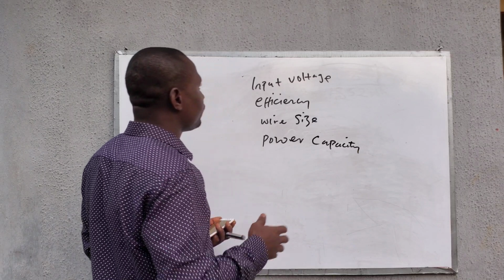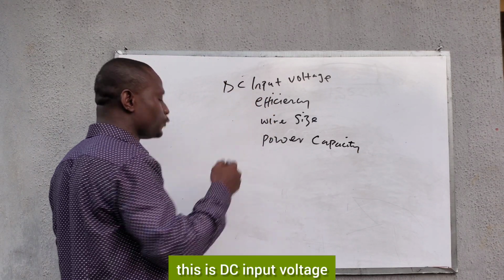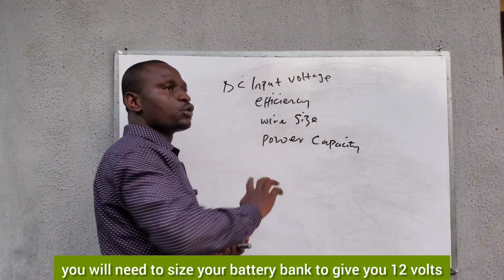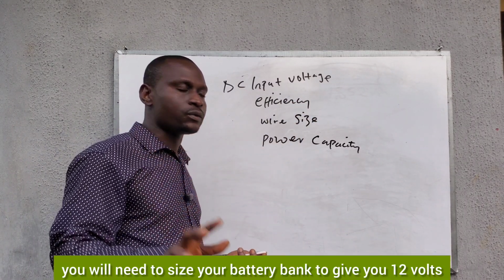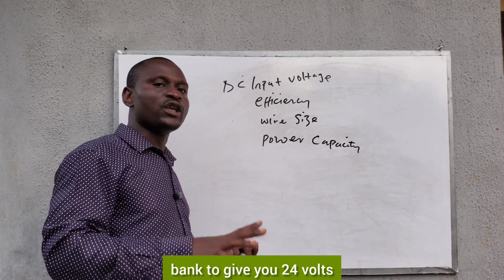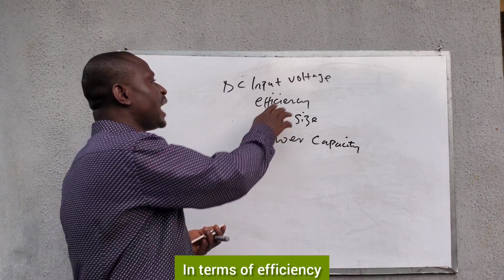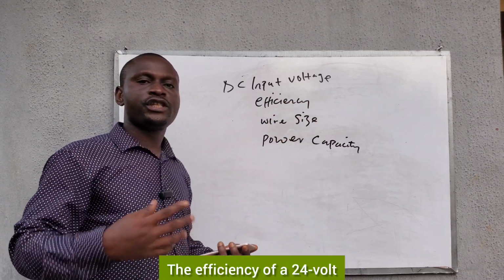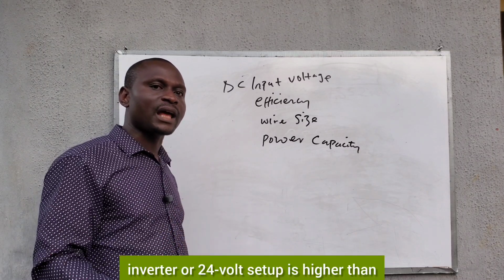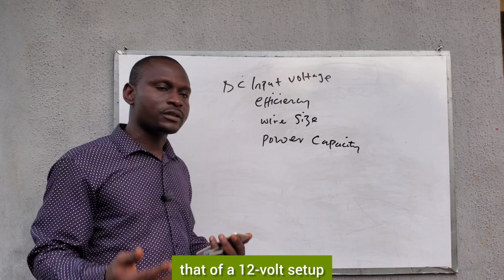Now, for the DC input voltage: for a 12 volt inverter, you will need to size your battery bank to give you 12 volts. For 24 volts, you need to size your battery bank to give you 24 volts if you are using a 24 volt inverter. In terms of efficiency, the efficiency of a 24 volt setup is higher than that of a 12 volt setup.